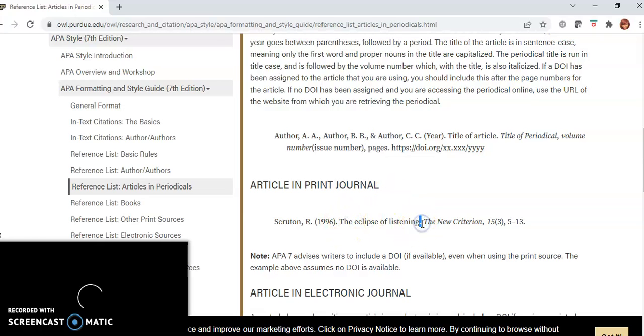Then we have a period right here. And then the name of the journal would go here after the title. All necessary major words are capitalized. So here we have The New Criterion. That is the name of the journal. The names of journals are to be italicized. The same is true for magazine names as well as newspapers. Then you have a comma. If there is a volume number, the volume number would be italicized. After the volume number, we have the issue number in parentheses, comma, and then the page numbers.